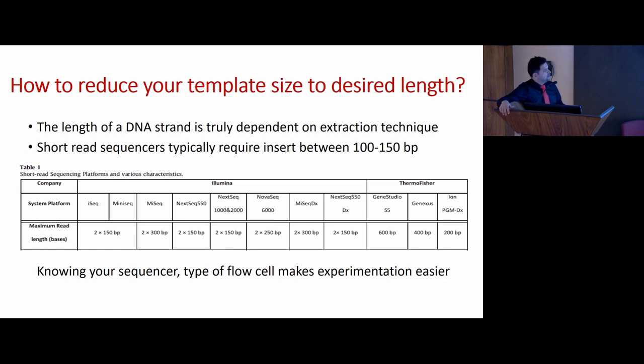Similarly, for NovaSeq, you can do up to 500 bases. For the Thermo Fisher, it is 600. But remember, there is no 2 into, because this is single end, not a paired end sequencer. So know your experimentation, know your flow cell, and that makes experimentation easier. If you talk to the company person, he'll tell you the most expensive product. You don't need 2 into 300 bases. This will do just fine.